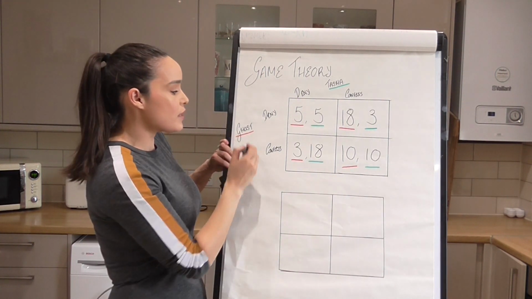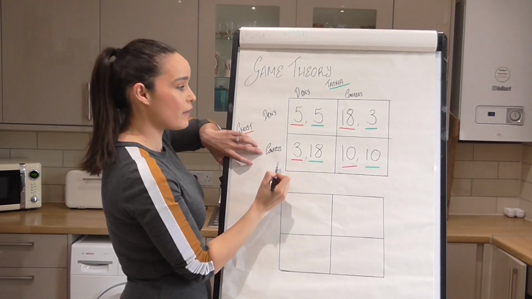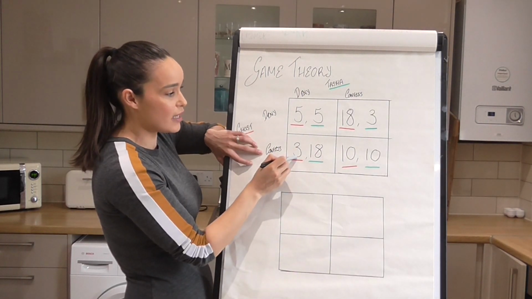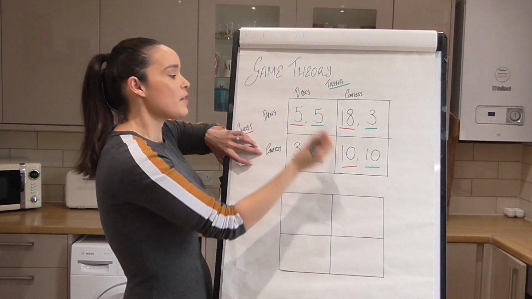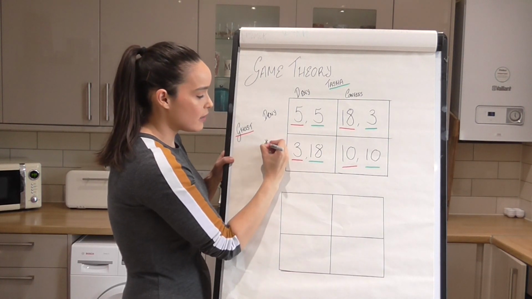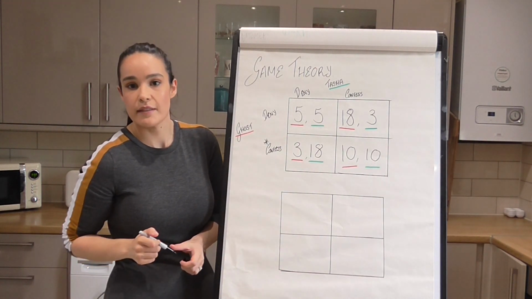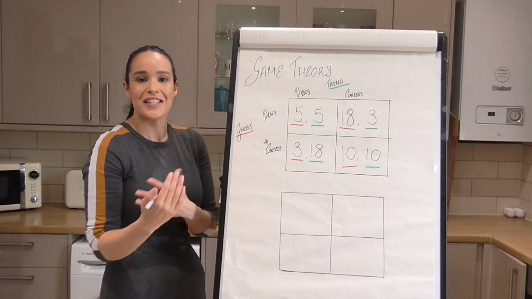So for Ghost, no matter what Tasha decides to do, he's best off confessing, because in each of those scenarios his outcome for confession is lower than his outcome for deny. Therefore, he will always confess, right? And then if we have a look at Tasha, what are her decisions?